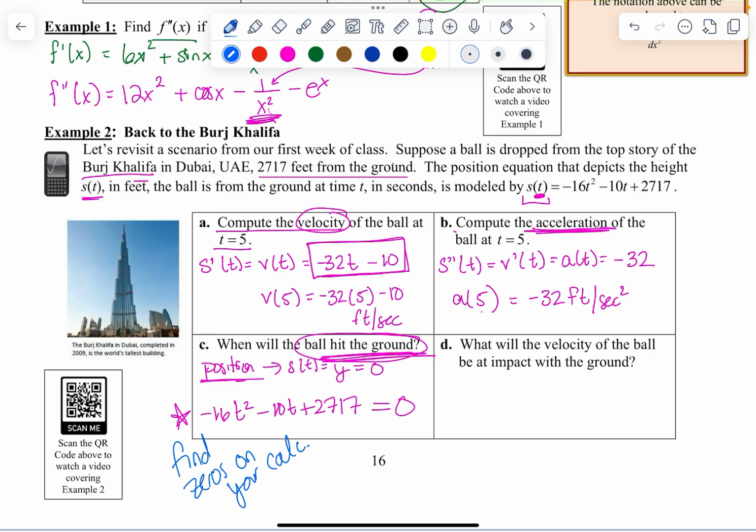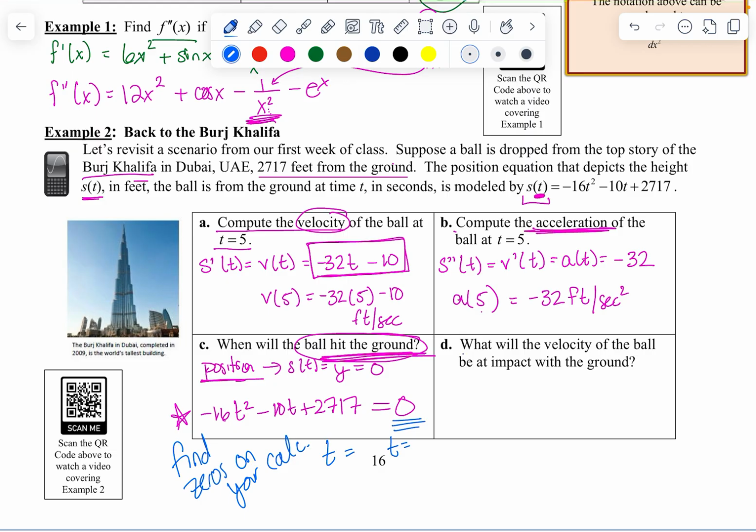And you're going to get 2 zeros. One of them will make sense and the other one will not make sense. So find the 2 times where this function is equivalent to 0 and tell me which one works.